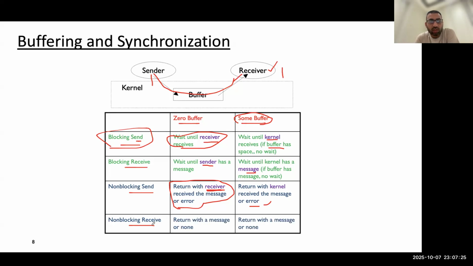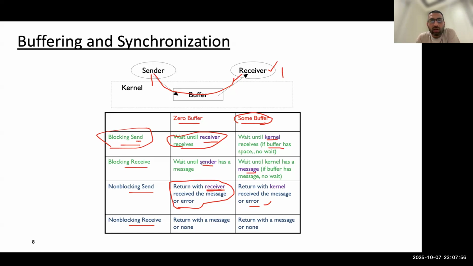Okay, and non-blocking receive again, when we are using zero buffer, it will return with the message or none, right? Non-blocking receive, if you have zero buffer, it means that the message cannot be stored. So the receiving process will return with a message or none, right? And the same is true when you have some buffer.